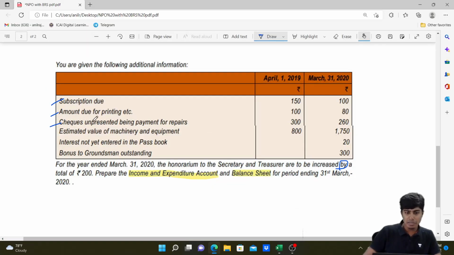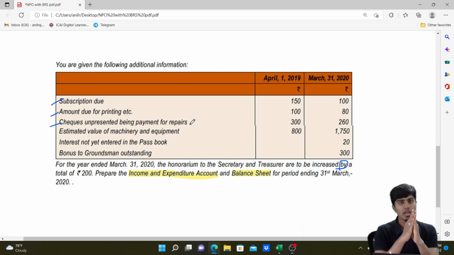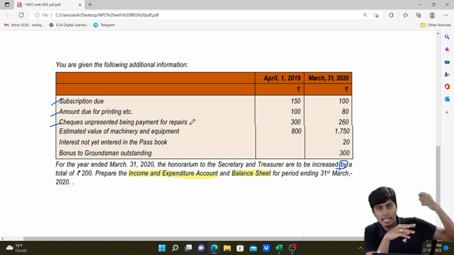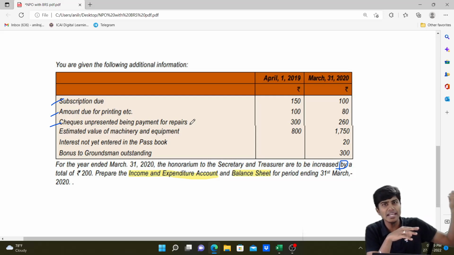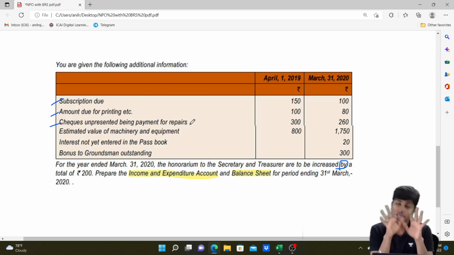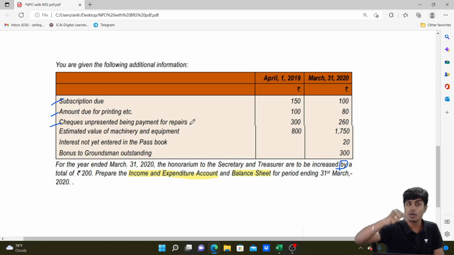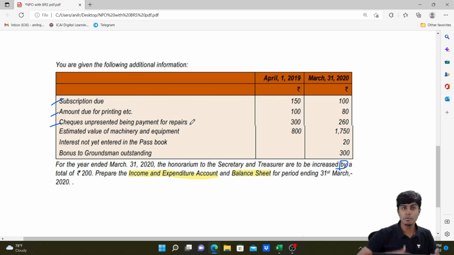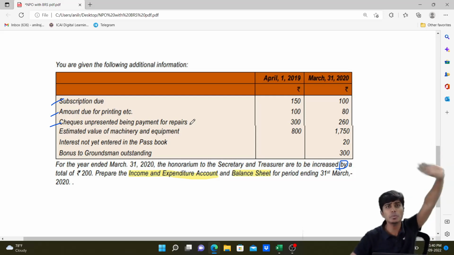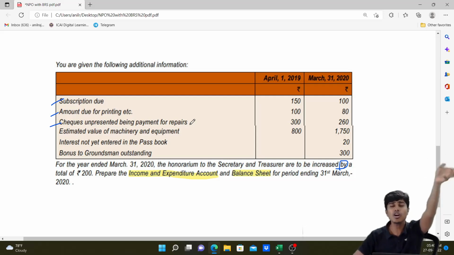Next, checks unpresented being payment for repairs. These checks are unpresented. Now, if you see this from the perspective of repairs, 300 rupees which is paid in the last year and belongs to last year is carried down to current year as payment. It is okay, it is paid in the current year, but it is not current year expense. So from the payment that we made in the current year, if I deduct this 300, that is when I'm going to figure out what is my current year expense. But before I close it and then post the amount outer column, 260 rupees is coming. Hey, I also belong to current year, but I have not been paid.